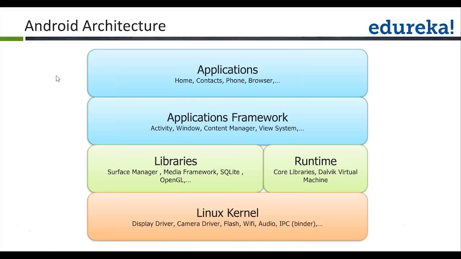So it goes sequentially. Your application communicates with the application framework. Your application framework communicates with the embedded libraries. And finally, the embedded libraries give the instructions to the Linux kernel. That way communication happens. As a beginner in Android development, we would not be much worried about the lower three parts, that is framework, libraries and Linux kernel. We would just use the APIs which are available and create our applications.